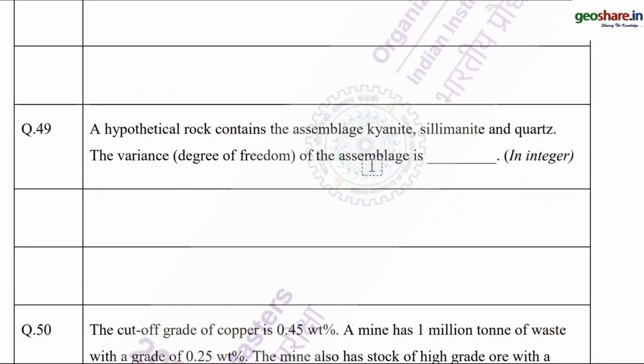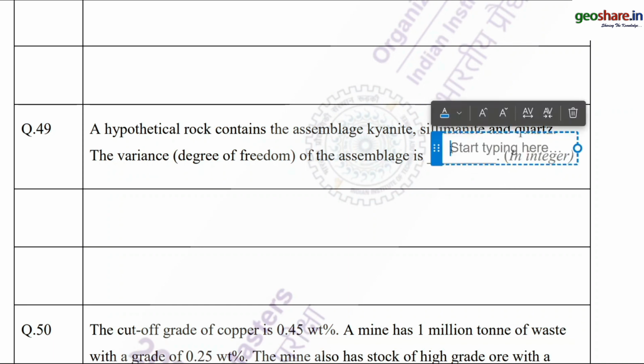A hypothetical rock contains an assemblage kyanite, limited in quartz. The variance, degree of freedom of the assemblage, in degree. What will be the answer? 1.